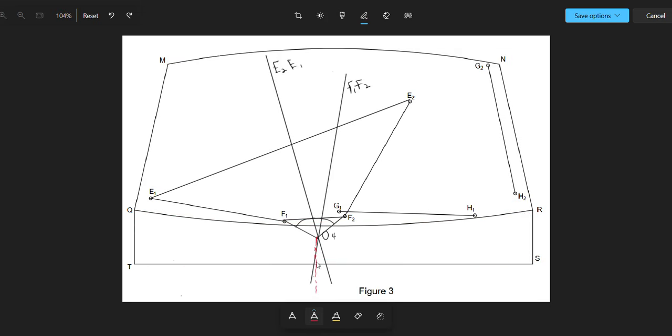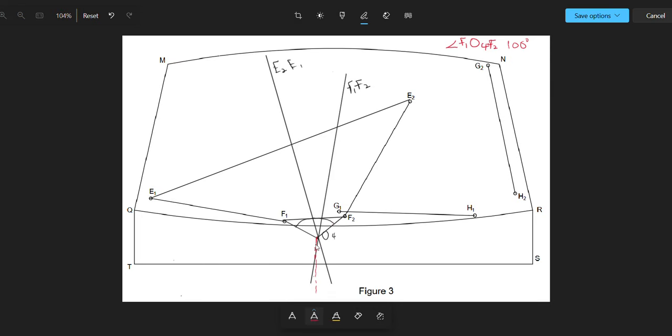Okay, so we've done that. And now you measure the angle from here to here. You measure the angle from F1 to F2. So you measure angle F1O4F2. You measure that angle. So let's say you get 100 degrees. You divide 100 degrees by 2, and you are going to get 50 degrees.